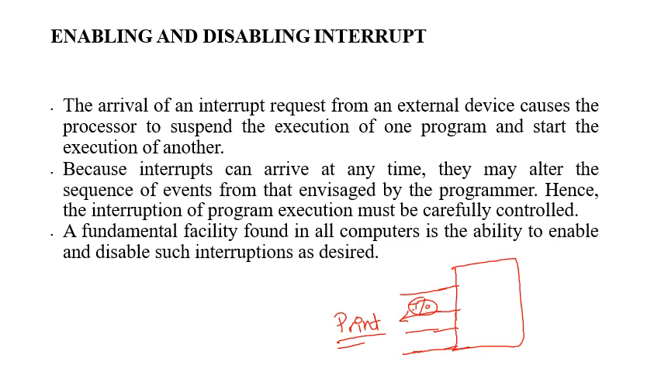The arrival of an interrupt request from an external device causes the processor to suspend the execution of one program and start the execution of another. We know that when the interrupt occurs, the main program gets suspended and service is given to the interrupt. There may be chances that, because of some technical glitch, an interrupt occurs at a particular point from the printer, even though there is nothing to print. Such undesired states have to be avoided. This can be avoided by the processor enabling the interrupt pin that corresponds to the printer only when there is something to print. The rest of the time it has to be disabled.